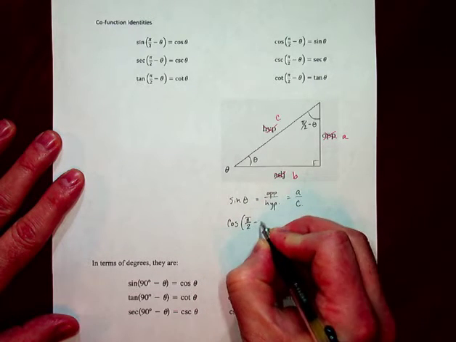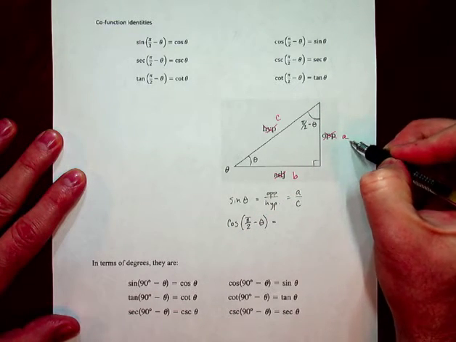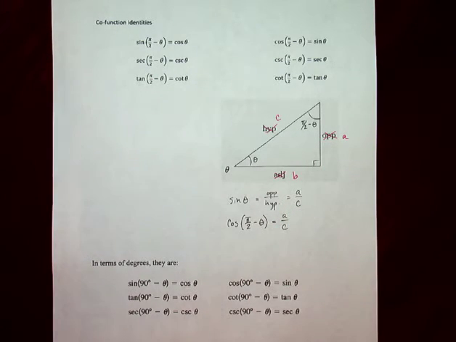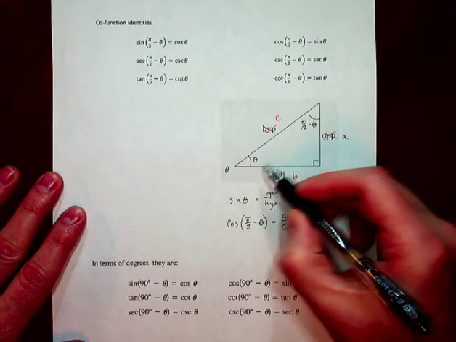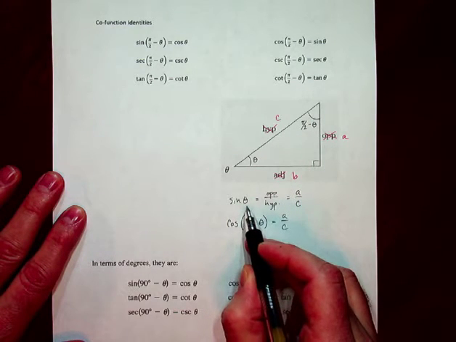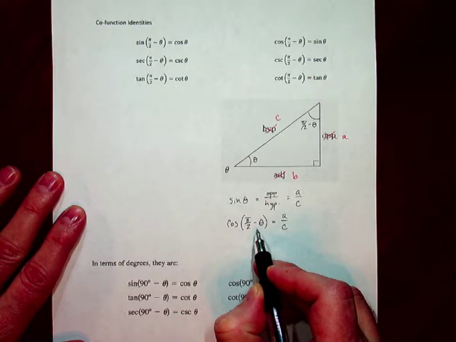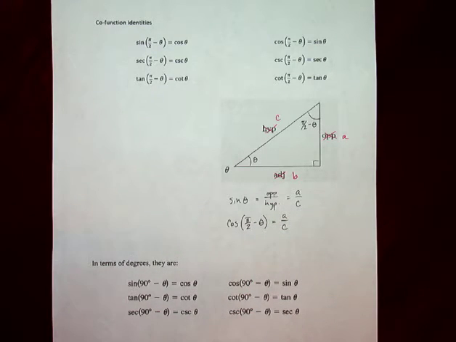Okay, so what is cosine of pi over 2 minus theta? This angle. It's going to be the adjacent over hypotenuse. It is exactly the same ratio. The co stands for complementary, because this angle right here is 90 degrees, the two remaining angles are complementary. Sine of an angle is equal to the cosine of its complement. Okay, and the same is true for secant and cosecant, tangent and cotangent.